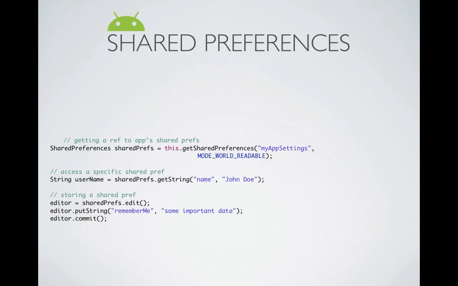Once I've got my shared preference reference, it's going to work just like the previous example. So for example, I can call getString, pass in a name, and get back a value. And similarly, I can store shared preferences just like we saw in the previous slide.